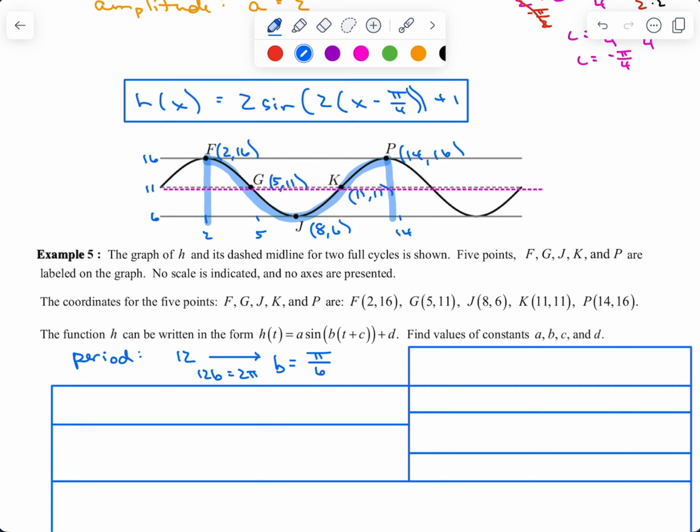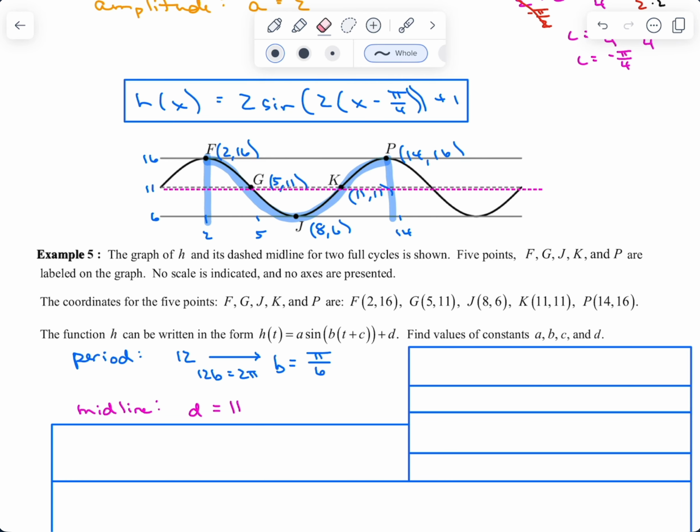Or again, what I said before is you can definitely do what you did from the last video and just take the 2 pi, the normal period, and divide it by 12. That's your B value. Your midline turns out to be 11. That's that middle point. And then your amplitude turns out to be 5.